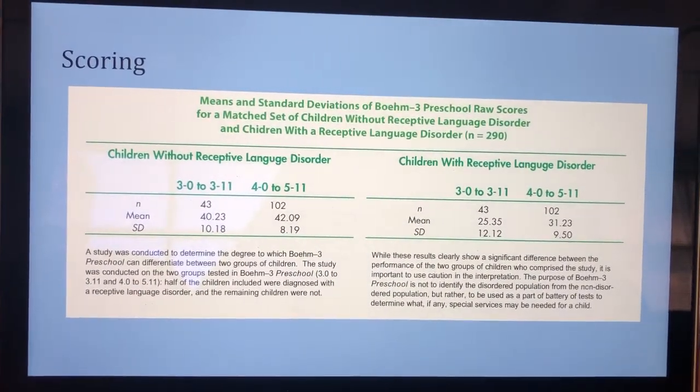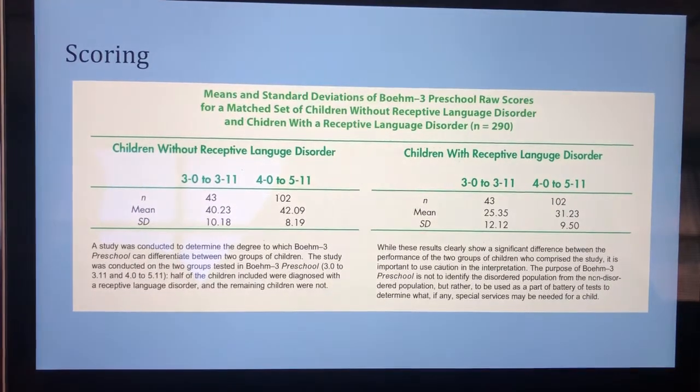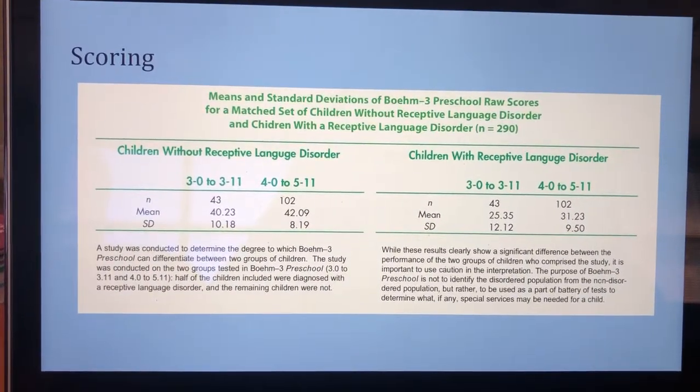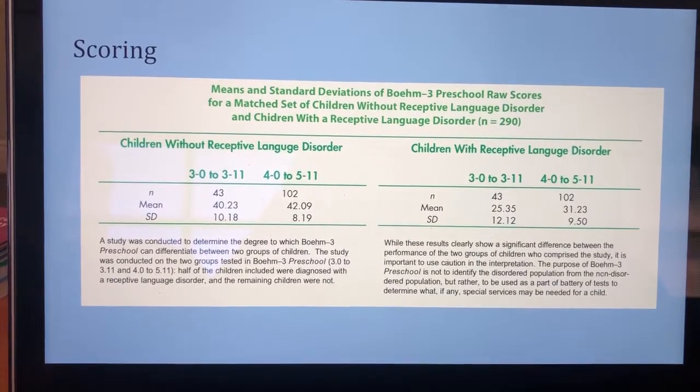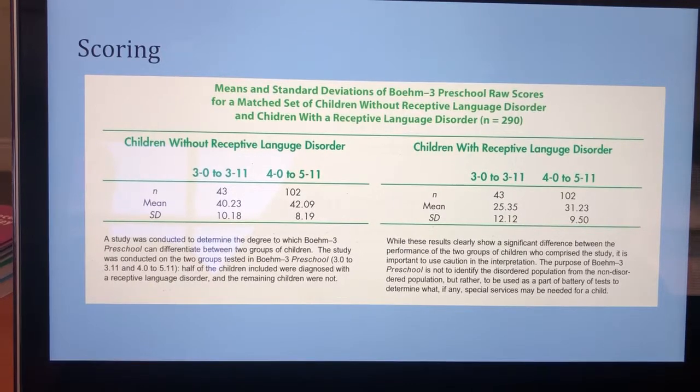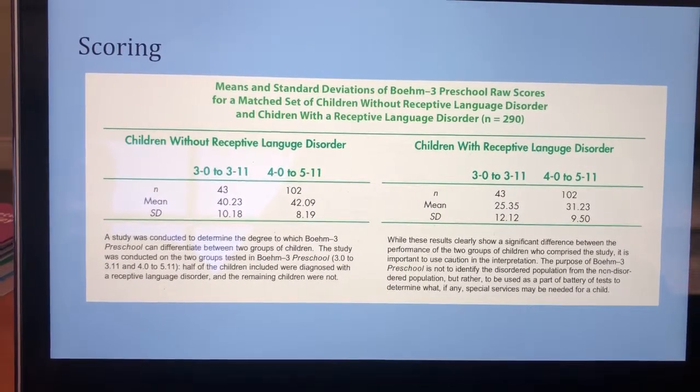Scoring is done by means and standard deviations of Boehm 3 preschool raw scores for a matched set of children without a receptive language disorder and children with a receptive language disorder. Here are 2 examples of how children with and without receptive language disorders are scored.